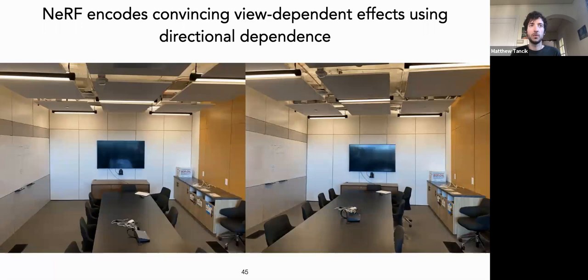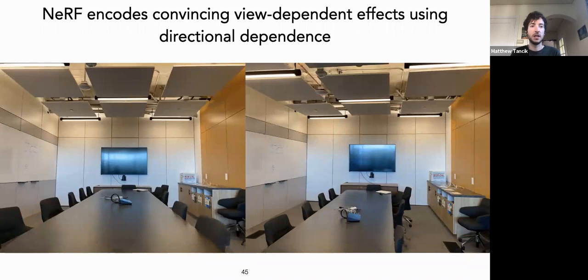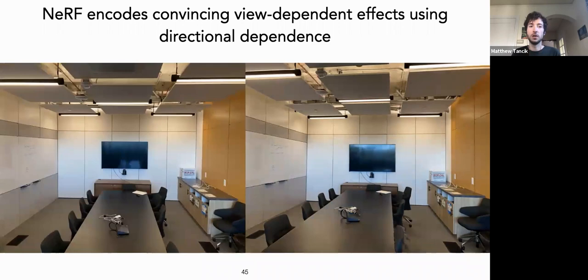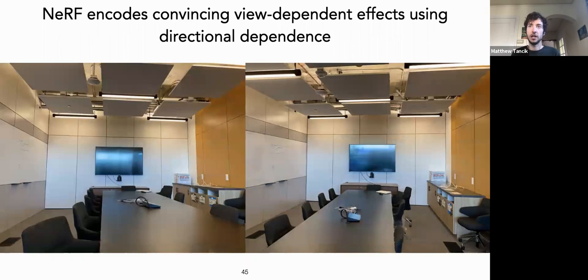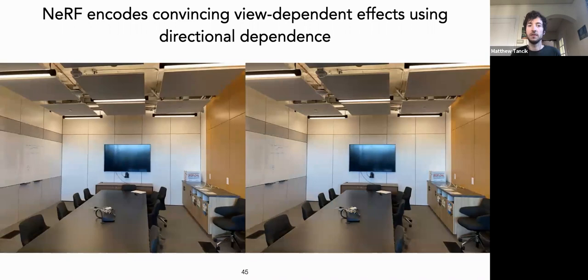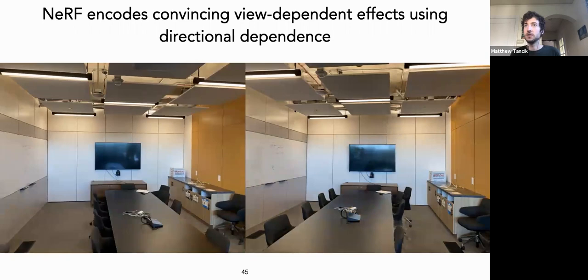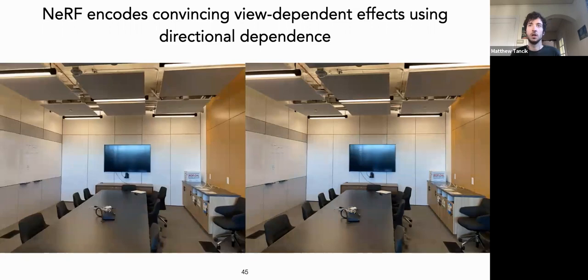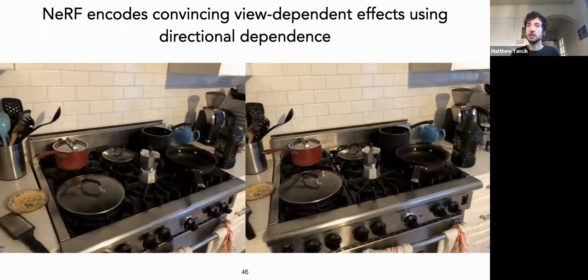Here we can do a similar visualization to that ship that I was showing earlier with the view-dependent effects. On the left, we're just doing the standard rendered views for different camera angles. And then on the right, we're keeping the camera location fixed, and we're changing the view directions based on the camera on the left. This allows us to see the view-dependent effects that the network has learned. So these are like the specularities in the TV and on the table. And we can do the same for any of our scenes. So here's another one of a stove, and we can see the reflection on the metal of the stove is changing with the different angles.